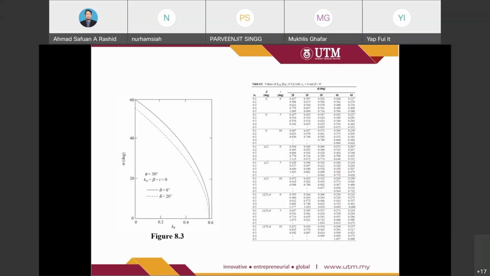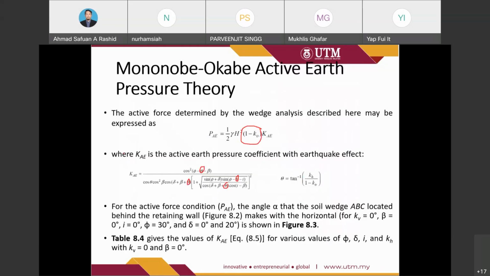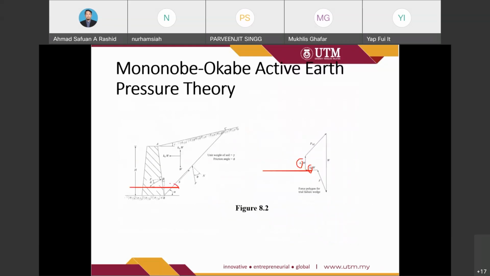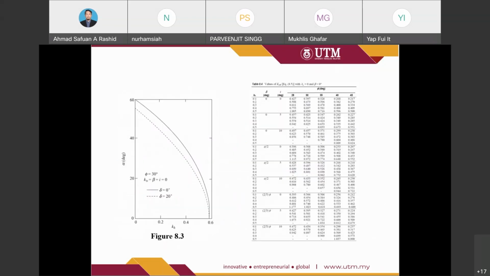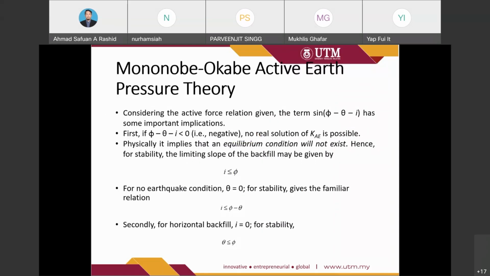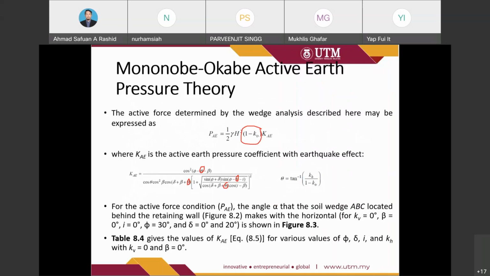Figure 8.3 is to identify what the alpha value will be, which is here. So what is the degree of the wedge failure? We can determine the alpha value, but it's not very important to be used in the calculation. Then the implications.